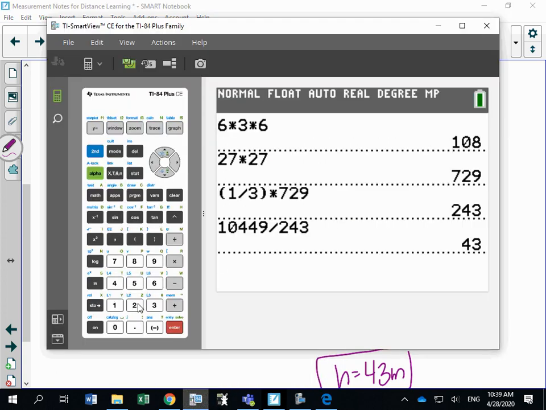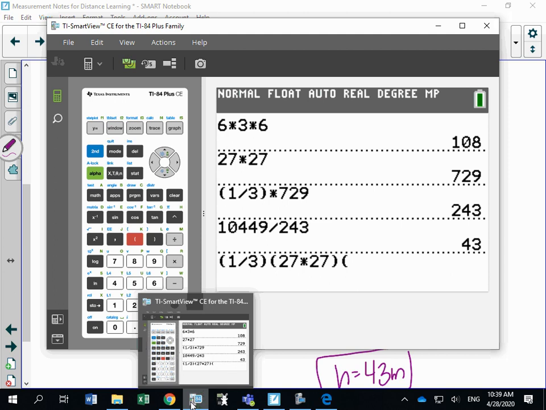So on my calculator, I'm going to type in that 1/3. I'm going to type in 27 times 27. And then I'm going to type in my height, which I calculated to be 43.